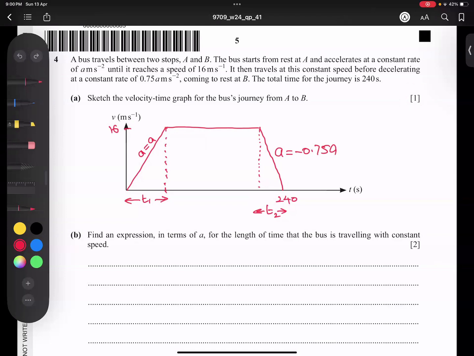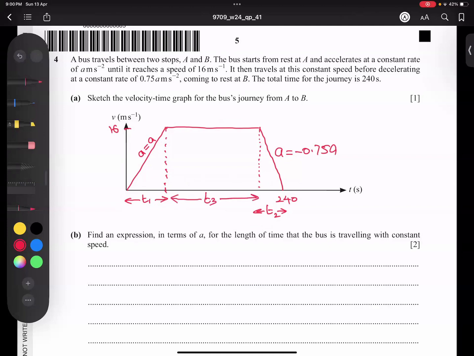What is it asking for? An expression in terms of A for the length of time the bus is traveling at constant speed. So we have to look for this time. How to get this time? Total time is 240. If I get T1 and T2, I add them and subtract from 240, I will get this time. I believe this part is clear, and this I count as 3.